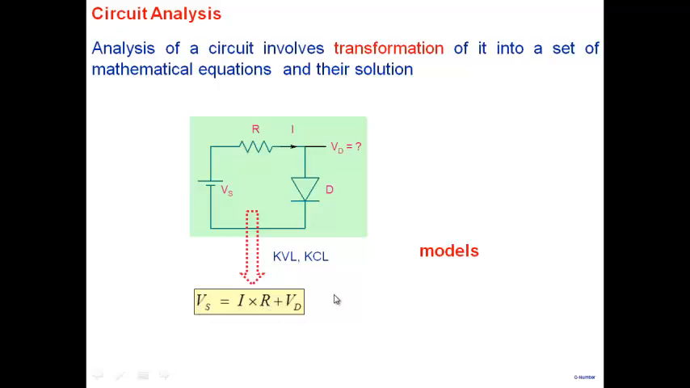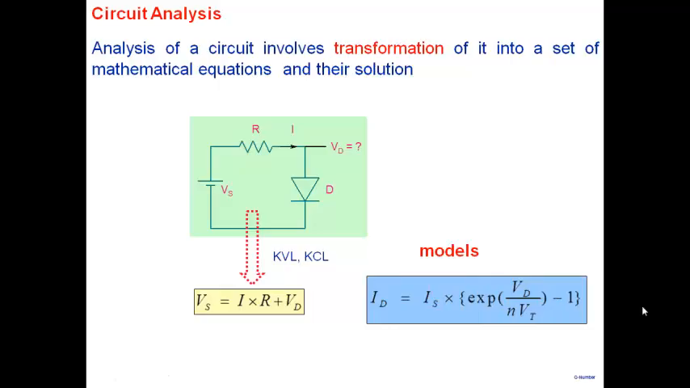Now to proceed further, I've already applied KVL, so KVL is over. To proceed further, I need a model, which I've already used: the model of a resistor is that the drop across the resistor is I times R. So we've already used the model of a resistor. Now to proceed further, I need the model of the diode, which we'll see later, and which you're already familiar with. One of the descriptions of the diode is that the diode current varies exponentially with the diode voltage. So that's a model here.